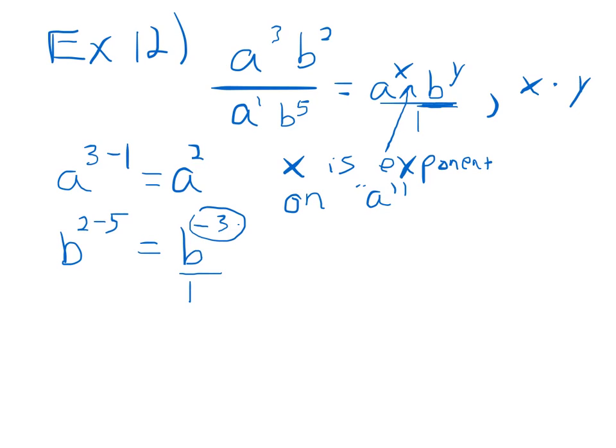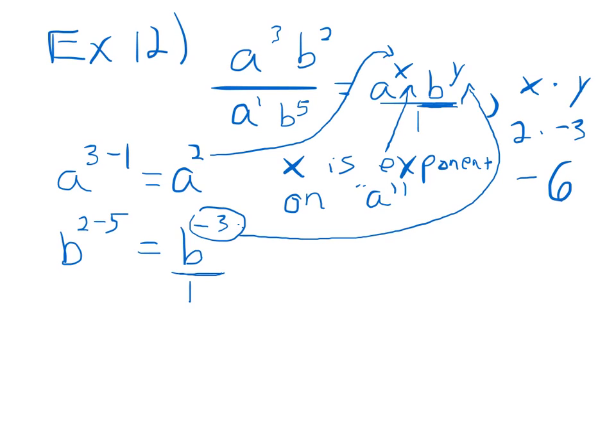When you have b in the numerator, what's your exponent? Well, it's negative 3. So all we have to do is plug in. So again, my y is negative 3, and my x is 2. So it would be 2 times negative 3, and that will equal negative 6. That's the answer for this one. Okay. If you're still really confused on this, make sure you write out your question and ask it when you get to class.